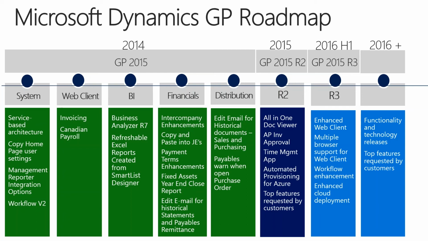And the financial module saw improvements in intercompany functionality. One of my personal favorites, the copying and pasting of journal entry details from Excel into GP, and payment terms. There's also the addition to fixed assets and fixed asset year-end reports. In the past, the reports for the year-end close on the fixed asset module weren't quite as good as they are now. And I'll just touch on that a little bit later.